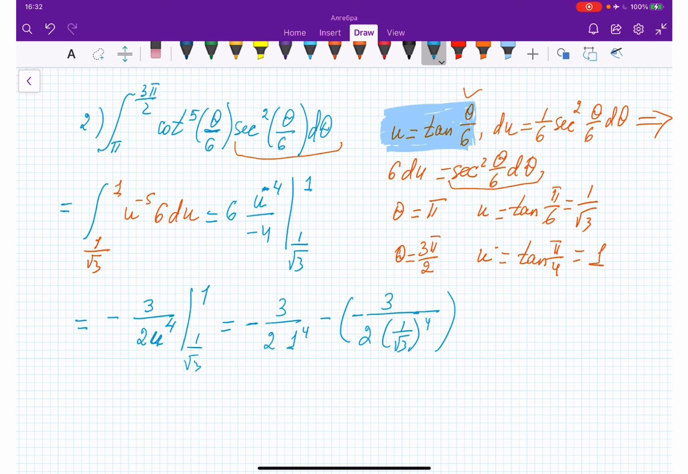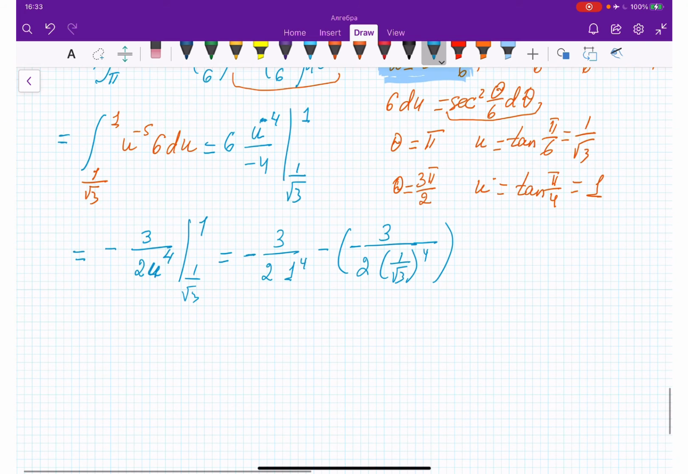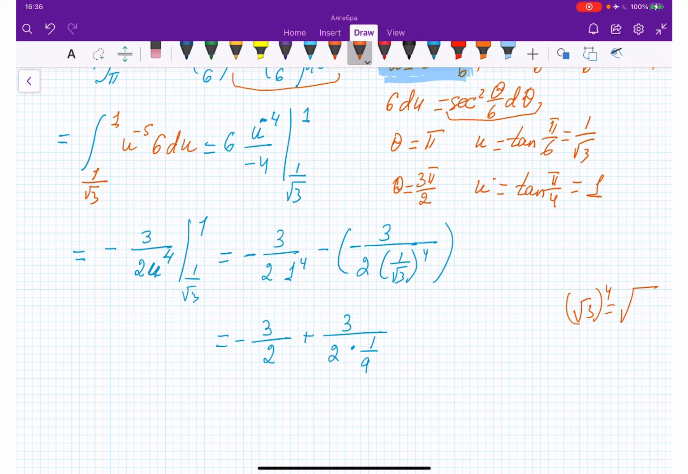And what do we get from here? We are getting -3 over 2 plus 3 over 2. Now, how much is going to be this one? 1 over square root 3 to power 4. Let's see. Squared, it's going to be 3, right? So one more, because we have 2 of them, it's going to be 9, correct? And it's going to be 1 over 9, actually. So we multiply by 1 over 9. If you don't remember simple basic things, which can happen, square root 3 to power 4, it's the same thing as square root of 81, it is 9. Okay?